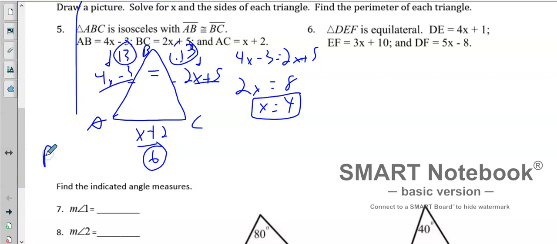And then the perimeter, I add those up. 13 and 13. So the perimeter is 13 plus 13 is 26, plus 6 is 32.